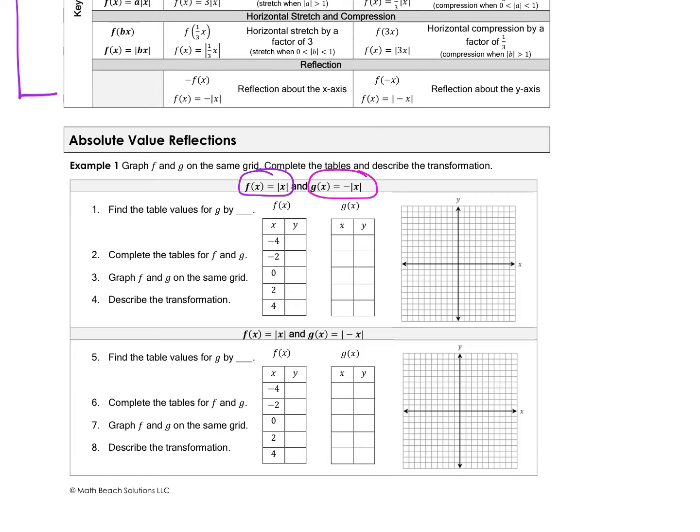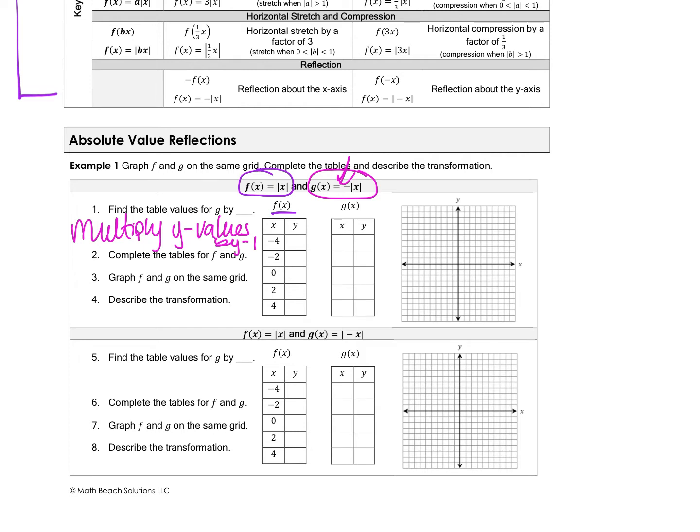by... Now, anytime you put a negative on the outside of your absolute value, what you're going to be doing is multiplying your y values by -1. So anytime that negative's on the outside there, we're going to be multiplying our original y values by -1. So we first need to go ahead and fill out our table for f.